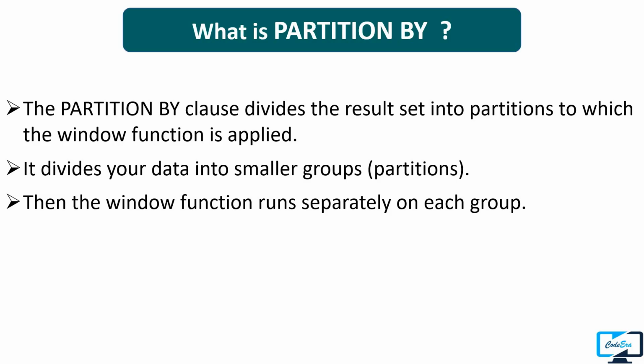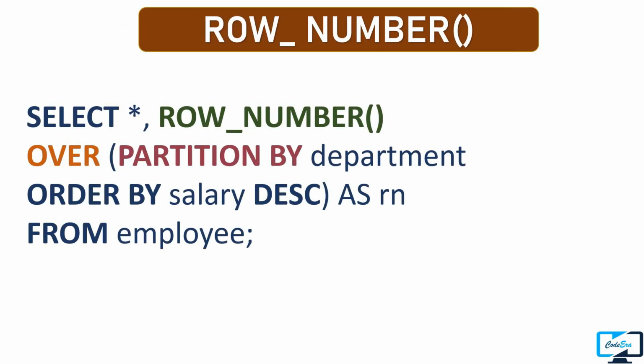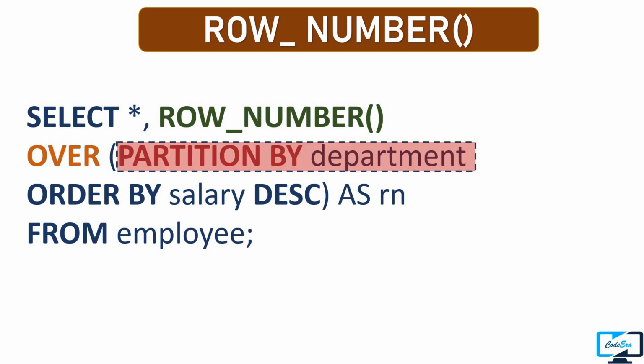So let's look at this query. Here we are dividing the entire table into groups by the department, and in each department it will sort the employee salary in descending order. Then our row number will assign a unique number to each row in each window. So basically when we use the partition by clause, the row number will not assign numbers to the whole table at once, but it will assign numbers inside each partition.